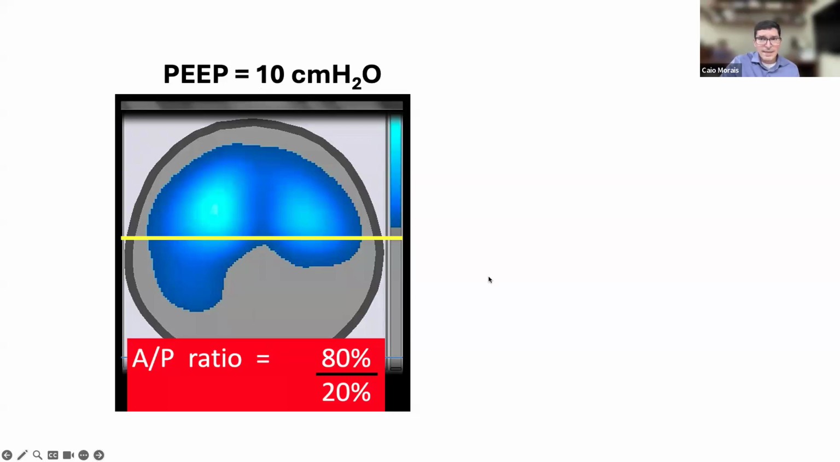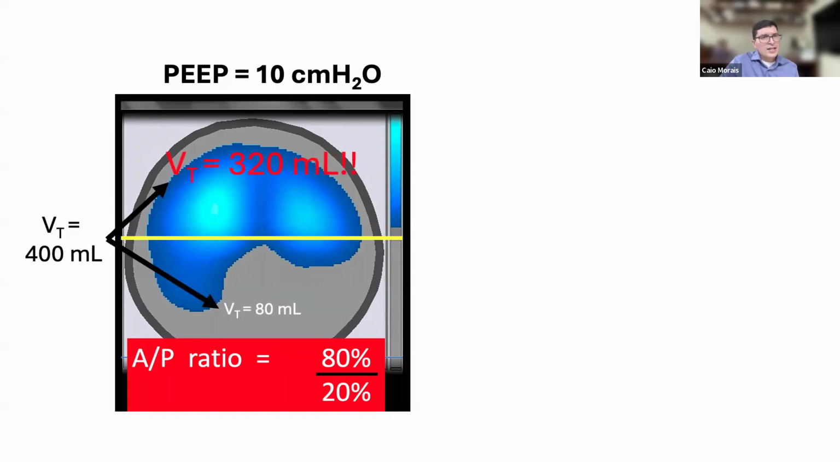Notice that in the posterior part, we have more gray areas. We don't have ventilation. And if we calculate the proportion of ventilation, we see 80% of the tidal volume is moving to the ventral part, and only 20% is moving to the posterior part. Consider that you set 400 milliliters for this patient. This image suggests that 320 is inflating the non-dependent part of the lung, which may cause regional overstretching.